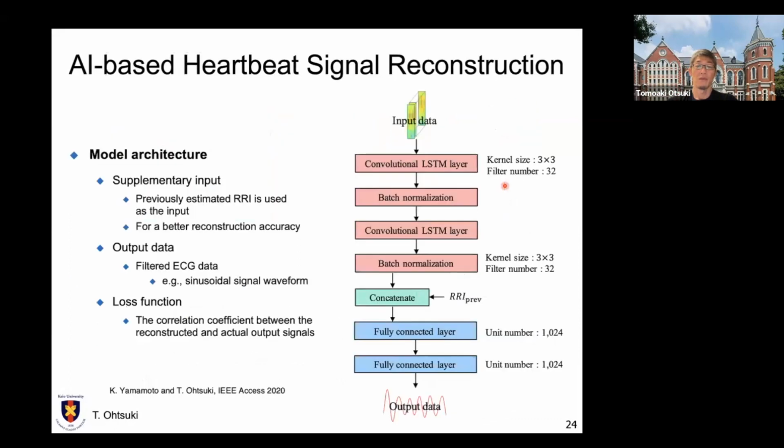So here is the model structure. I won't go into detail, but this is a relatively normal one. Like you can see some convolutional LSTM layers and also batch normalization, fully connected layers, and so on.